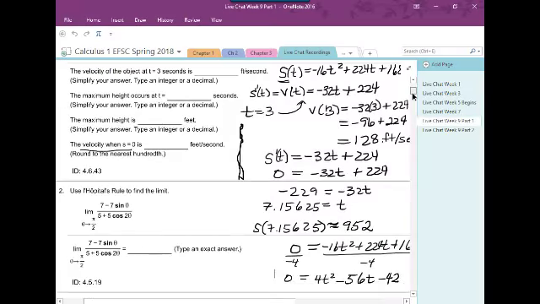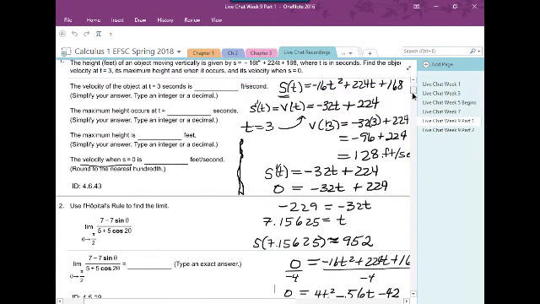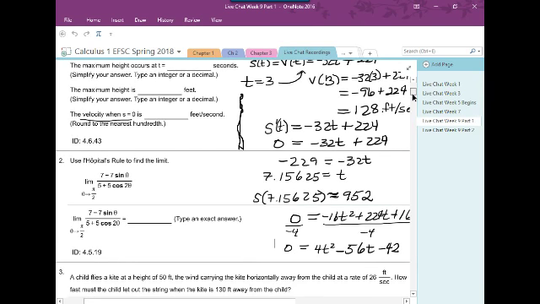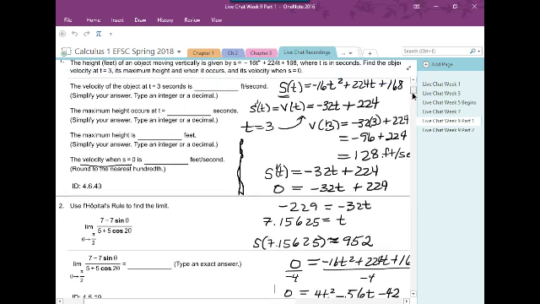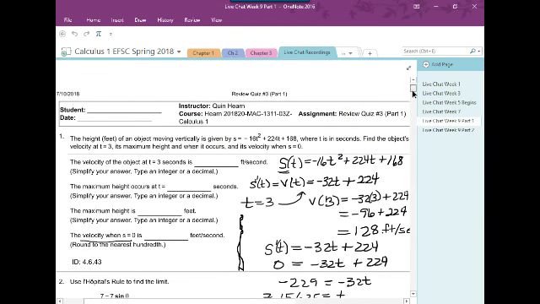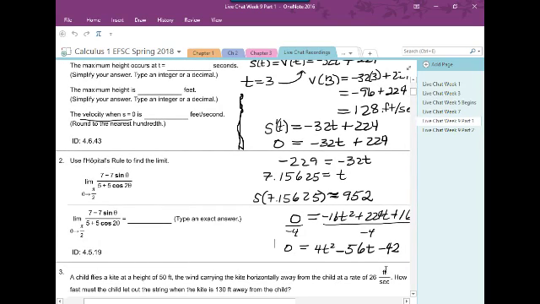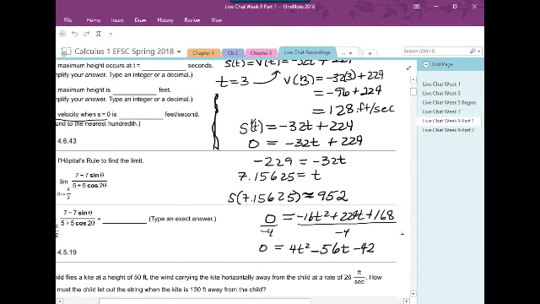We had left off with problem number 1, and the last part asked us to find the velocity when s equals 0. So we had set s equal to 0, and we got the equation 0 equals negative 16t squared plus 224t plus 168, excuse me, that should have been plus 168. Then we divided both sides by negative 4. If you're able to follow along here on the screen, check my arithmetic, make sure I divided everything correctly.